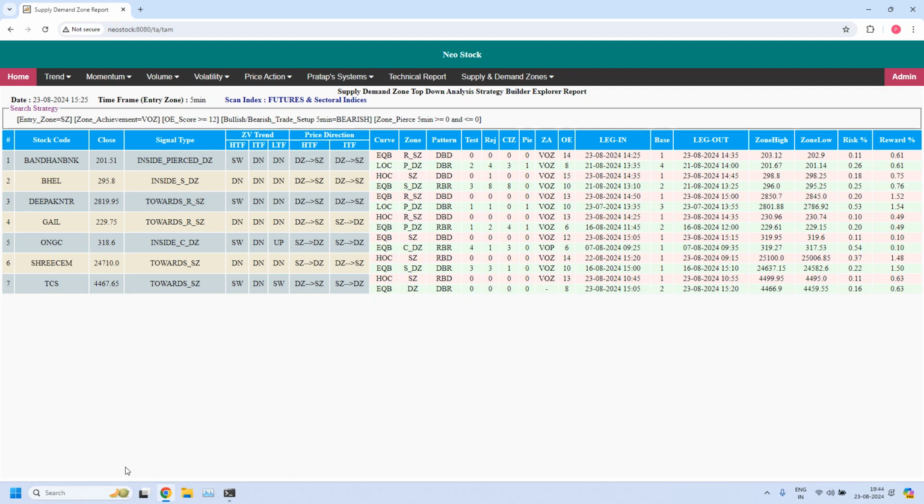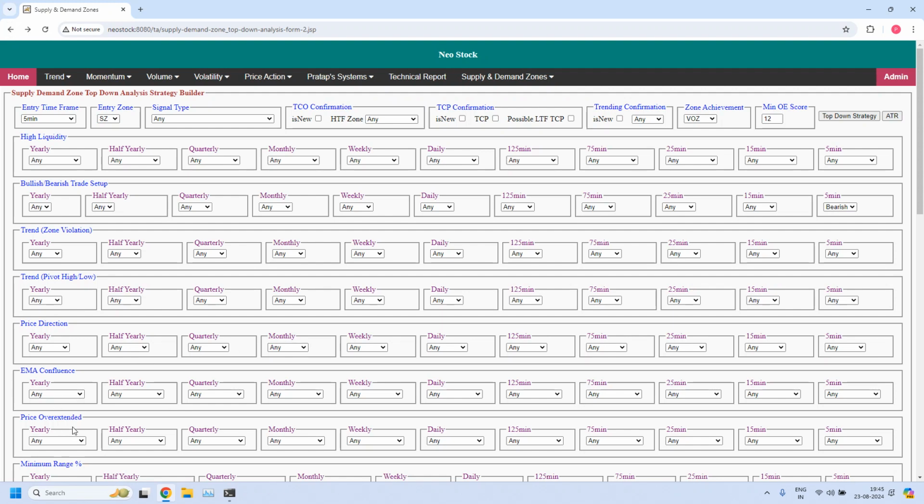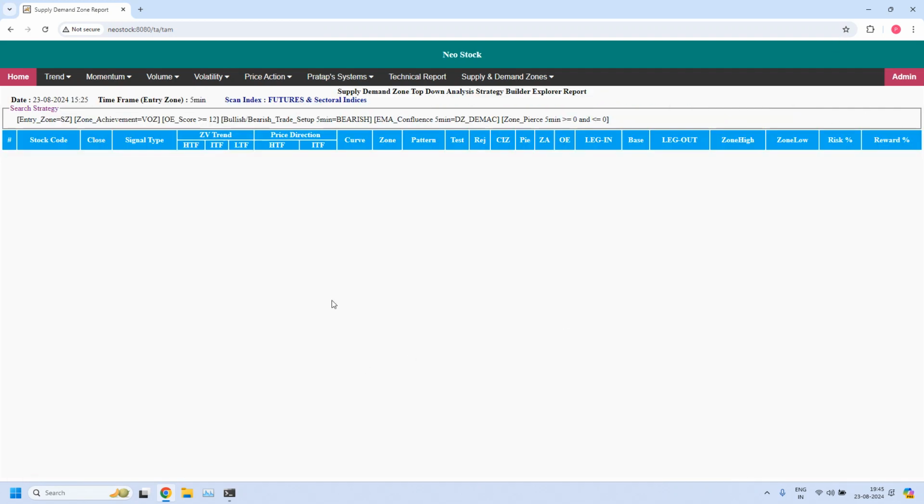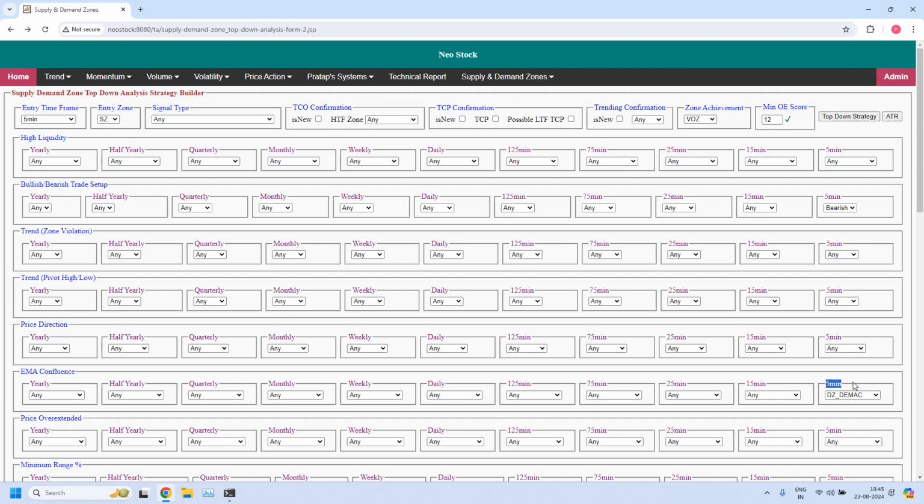Now let's verify any of these 5 minute zones are having confluence with daily EMA. The 5 minute supply zones confluence with daily EMA. So in the EMA confluence, in 5 minutes, whether they are having a supply zone with daily EMA confluence, I enabled. So no stocks. Rarely we get this kind of combination. But anyway, lower time frame zones don't have any confluence. That is, entry zones don't have direct EMA confluence.